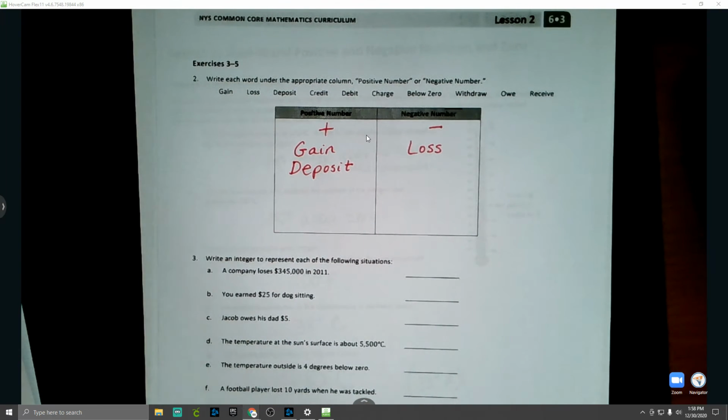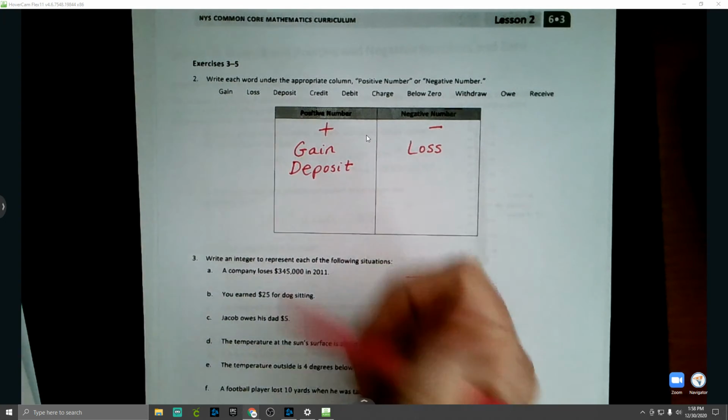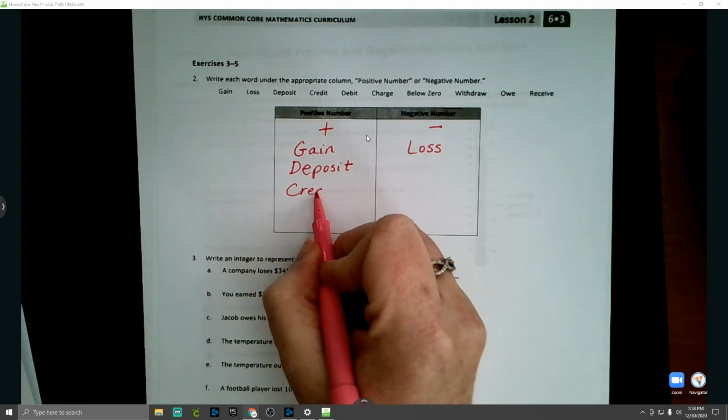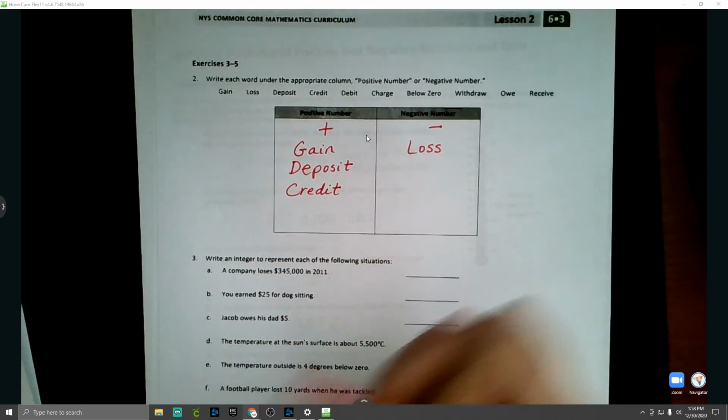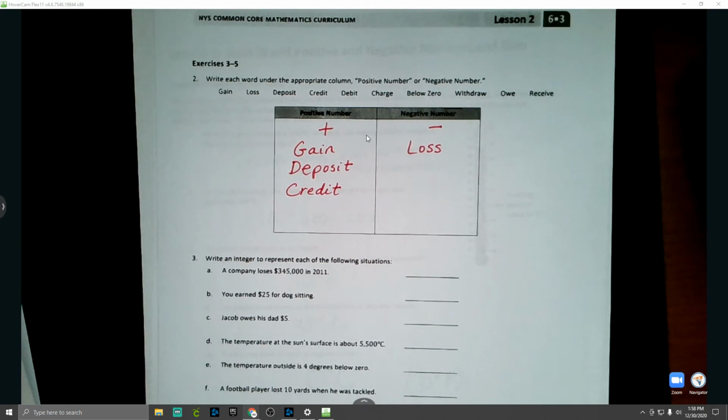A lot of times we think of our credit cards, but also you get credit, extra credit, when you do assignments. And when you take something back to a store, they give you store credit. So that's typically a positive thing. Credit card, I know a lot of students think of as a charge, but they're actually giving you the advantage to pay for it later.